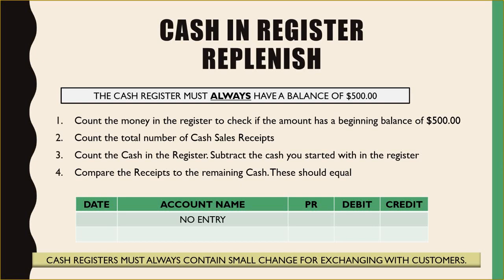So once you calculate your total amount of receipts, you're going to subtract the money you started with from your register, and that should equal the total amount of cash receipts that you have. And what do you do with that money? Well, you have a choice. In most cases, you should put that money in your checking account.